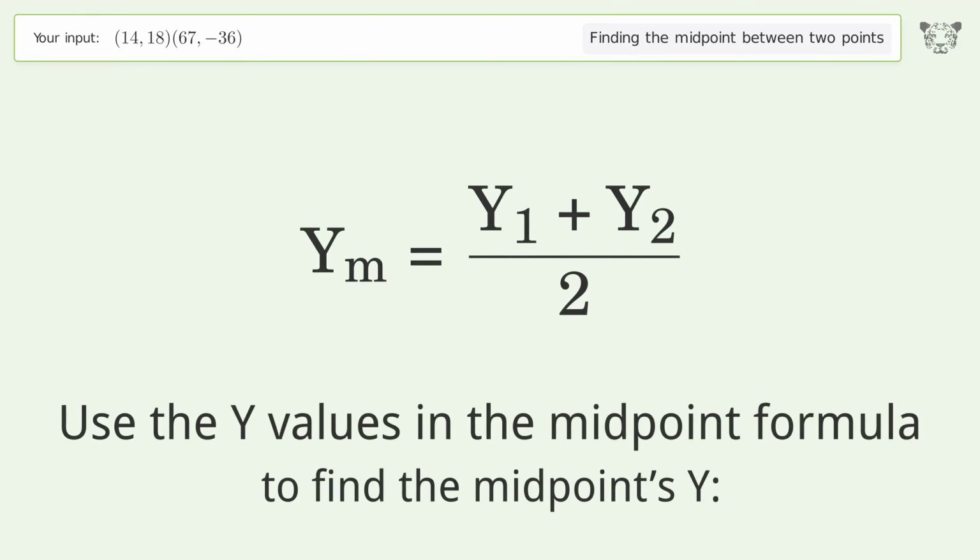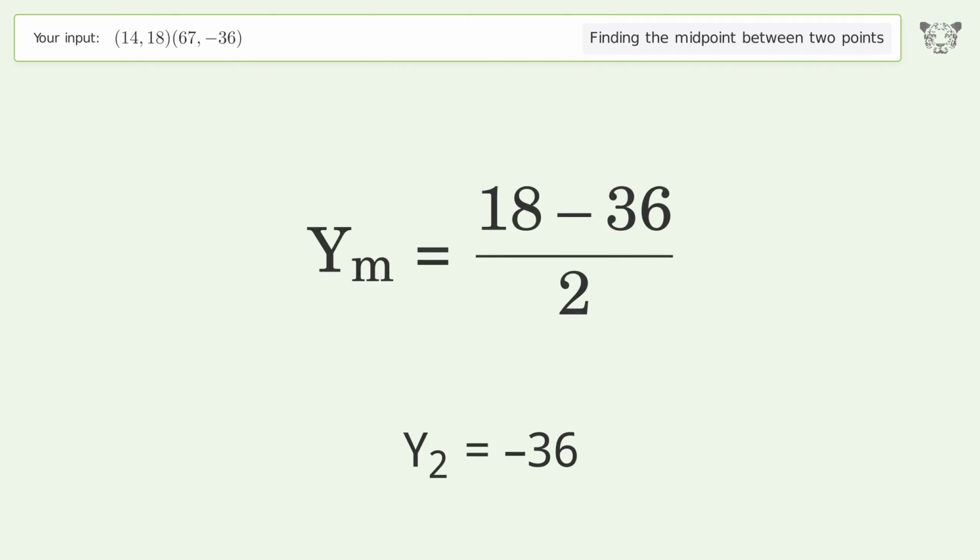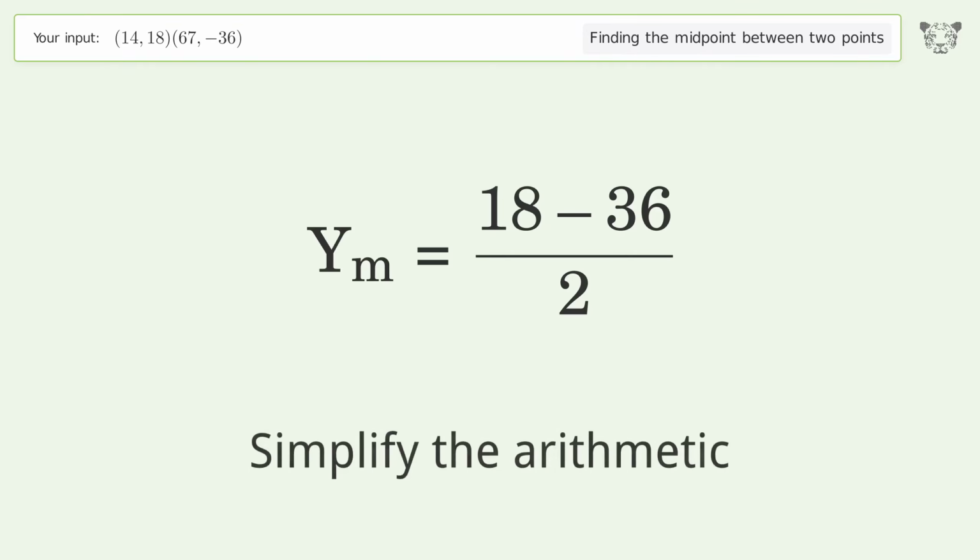Use the y values in the midpoint formula to find the midpoint's y. y1 equals 18. y2 equals -36. Simplify the arithmetic.